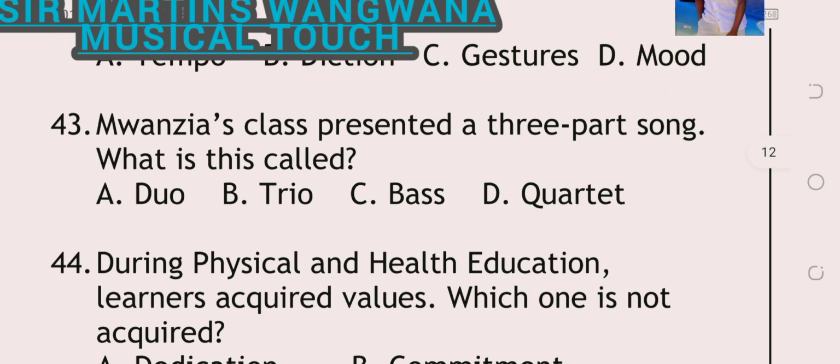Number 43. Manzia's class represented a 3-part song. What is this called? That one we talked about. It is a trio. We said duo, 2 people or 2 voices. Then we have quartet, which is 4.